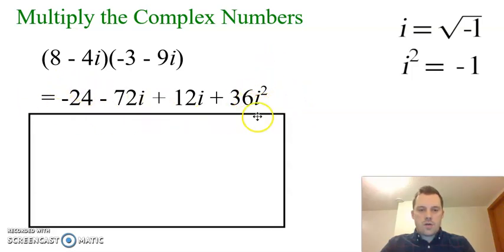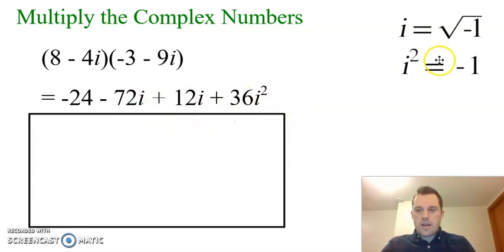So let's just go through step by step. -24 stays the same. We combine these two and we get a -60i. But then i squared, we need to remember that that is the same as -1. So we prefer i over i squared if we can get that, because then that eliminates the imaginary component. So all of our complex numbers should have the real component and then the imaginary component where it's just i. We don't want i squared in there.